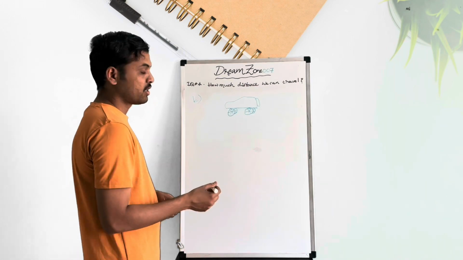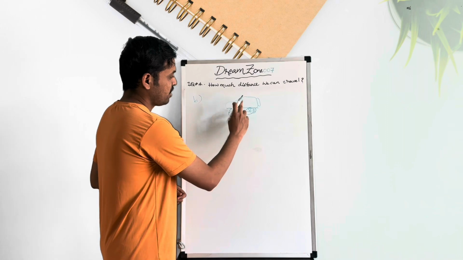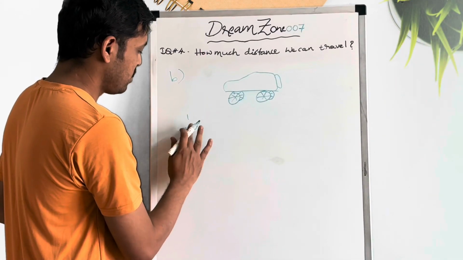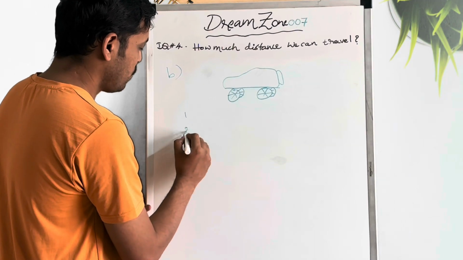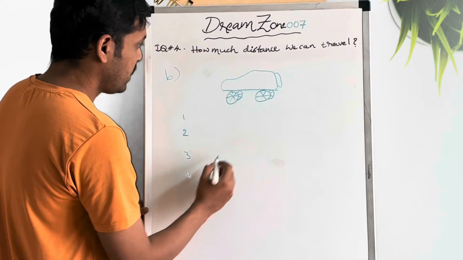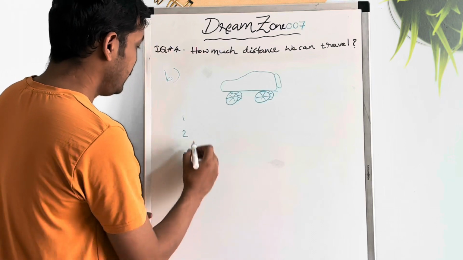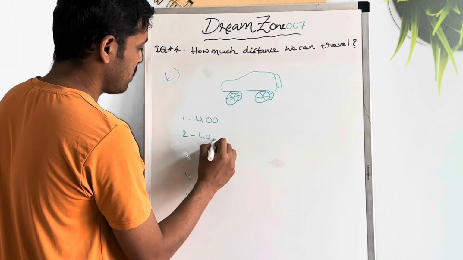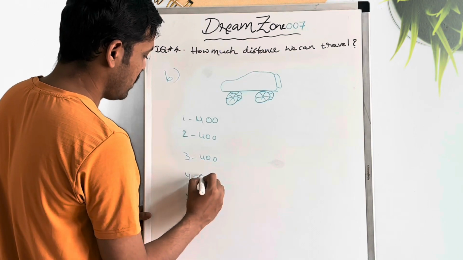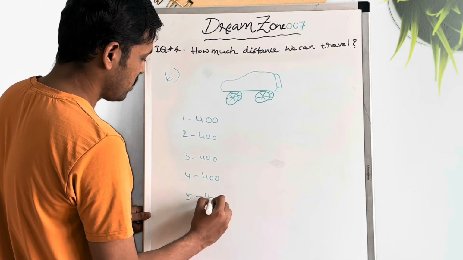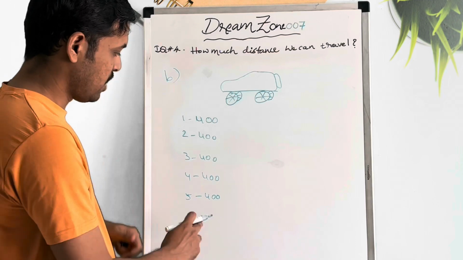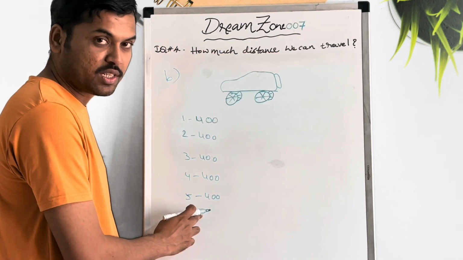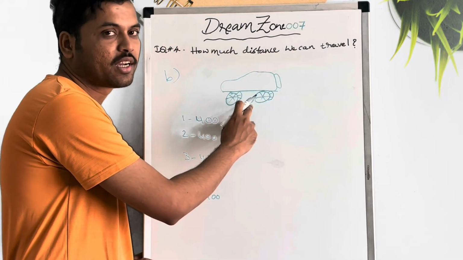Now the question was, we have a car, usually a four-wheeler, that means we have four tires, 1, 2, 3, 4, and we have a stepney as well, 5. Each tire has 400 kilometers capacity. Now by using these 5 tires which have 400 kilometers capacity, how much maximum distance can the car travel?